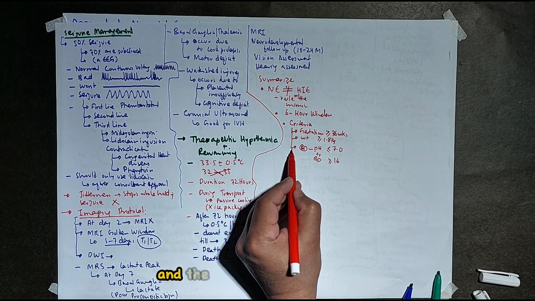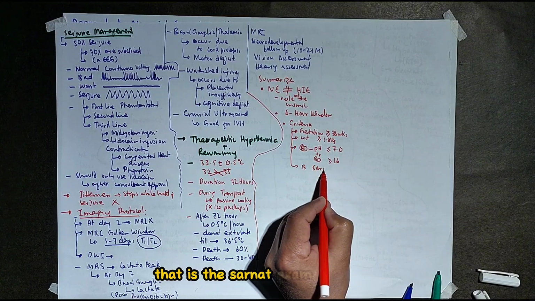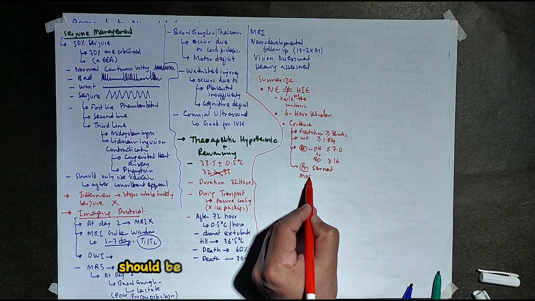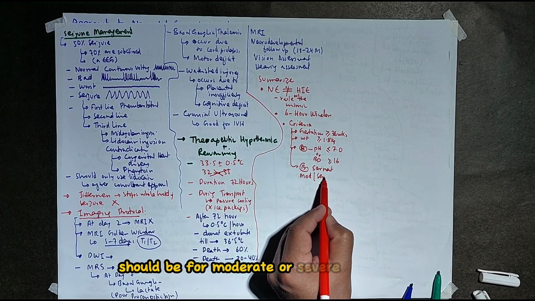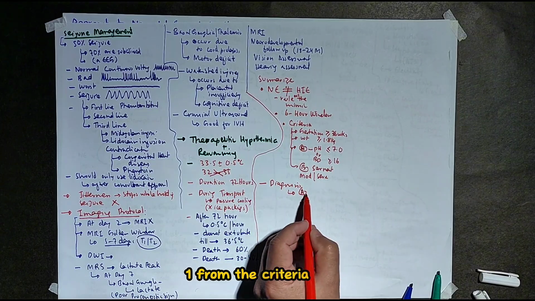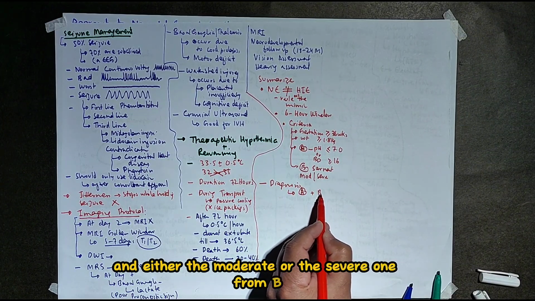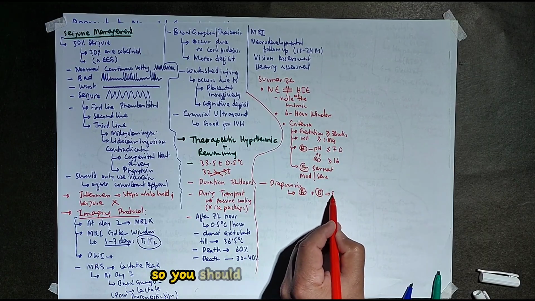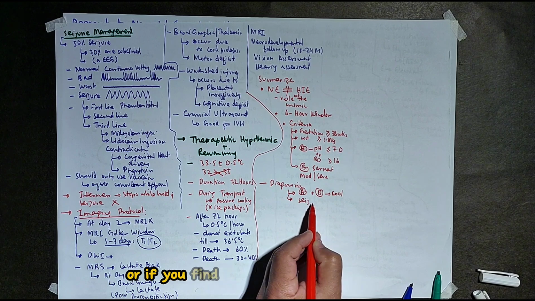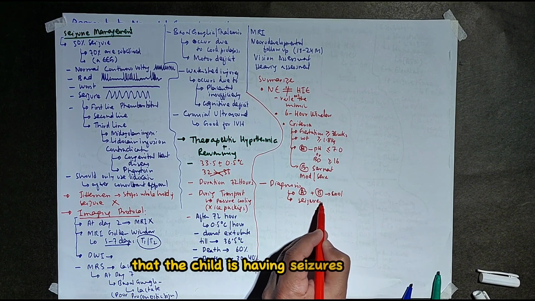and the clinical exam criteria, that is the Sarnat exam, which should be for moderate or severe. So for diagnosis, one from the criteria A and either the moderate or the severe one from B. So you should cool these babies, or if you find during your examination that the child is having seizures, you should cool.